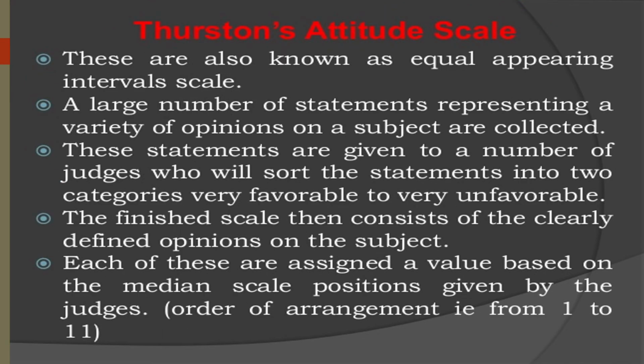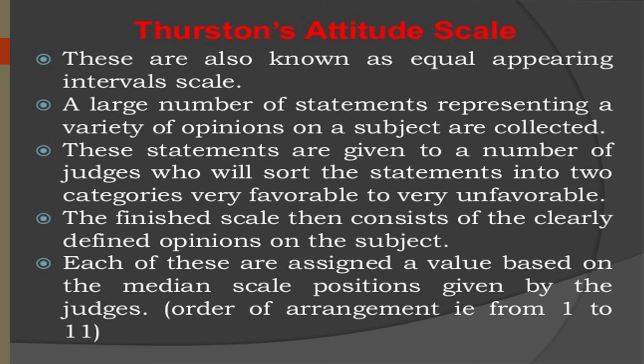First is the Thurstone attitude scale, also known as the equal-appearing interval scale. In the Thurstone scale, a large number of statements representing a variety of opinions on a subject are collected, and these statements are given to a number of judges who sort the statements into categories from very favorable to very unfavorable, with scoring in between. The scale then consists of clearly defined opinions on the subject.